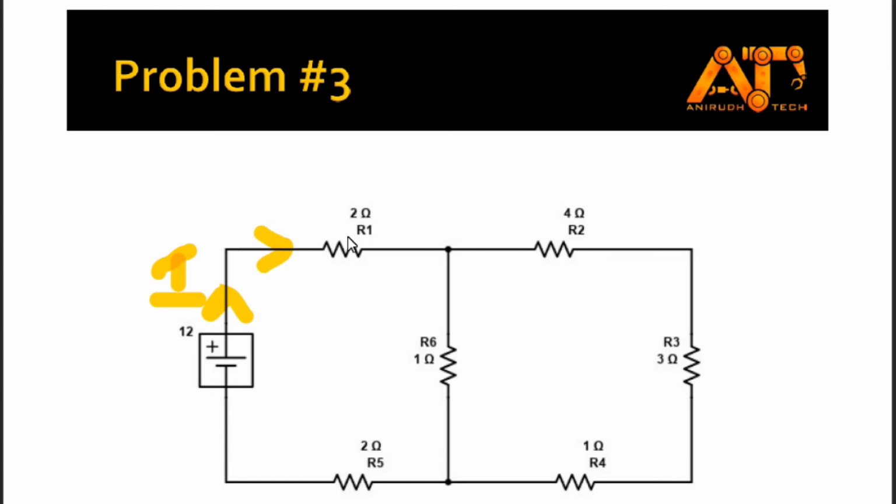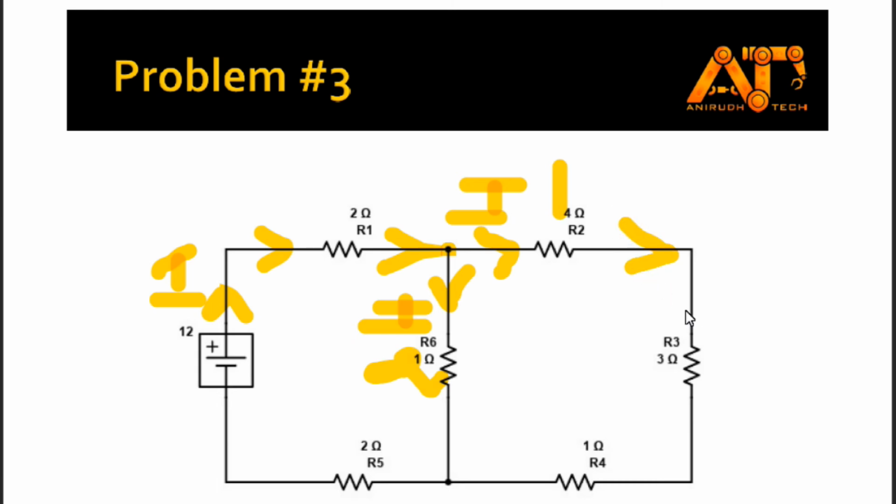Reaching R1, there are no other branches, so R1 is in series. And when reaching here you can see there is a branch, to this side and this side. There are two paths for current to flow. So I'm calling this I1 and this I2. Consider that this is I2 and this is I1. So I1 is flowing to here and to here.